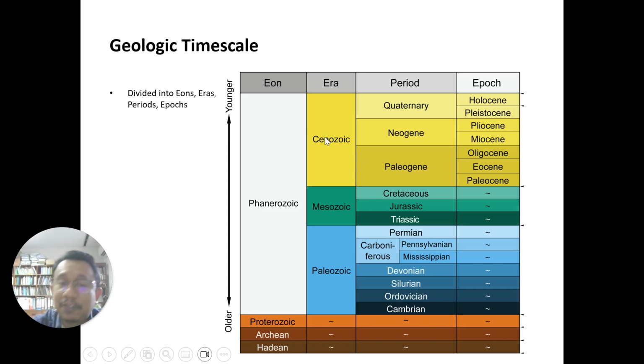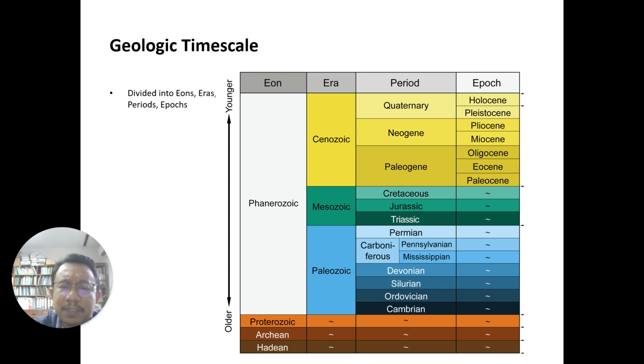All right, and then you can subdivide these eras into smaller periods. So the Paleozoic, the oldest one, is divided into Cambrian, Ordovician, Silurian, Devonian, Carboniferous, and Permian. The Mesozoic is subdivided into three periods. You have the Triassic, followed by Jurassic, and then the Cretaceous. So Mesozoic is the time of the reptiles. You have the dinosaurs dominating the Earth during this time, right? So that's why you have Jurassic Park, right?